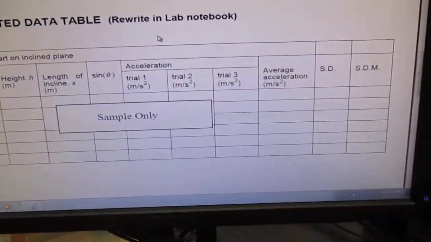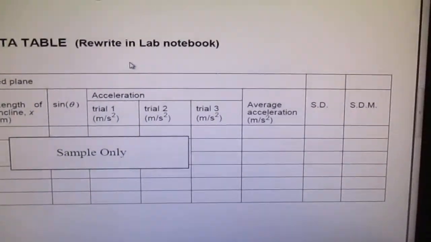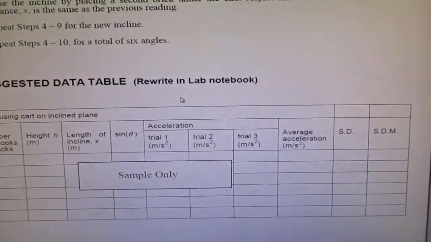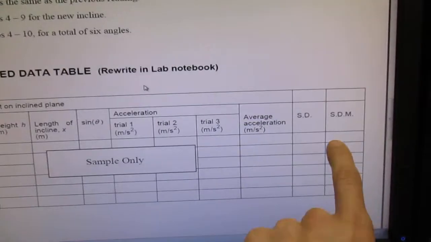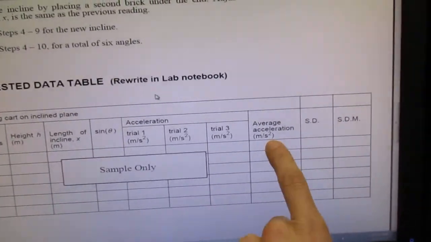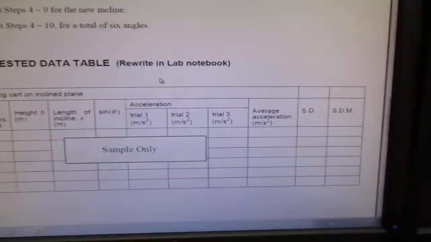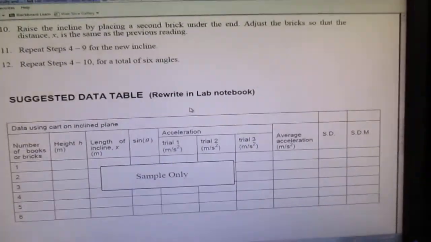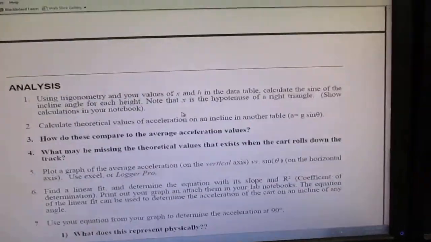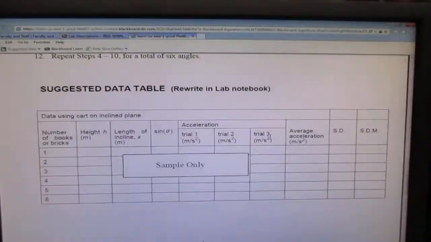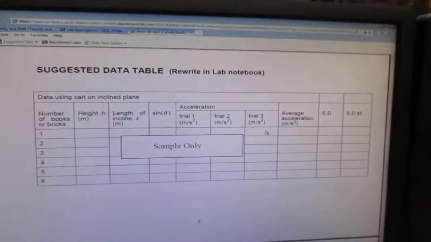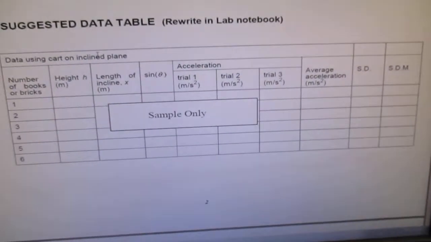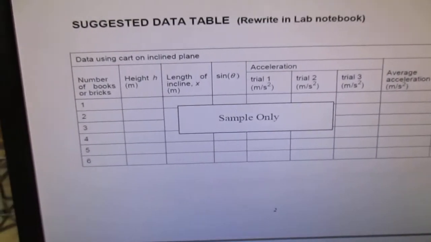you're going to find your average value, your average for your 3 trials, and the standard deviation of the mean. And we'll use the standard deviation of the mean to compare our average values to our theoretical values in a moment. Okay, so following the analysis section, we're going to first plot a graph. We're going to plot our average acceleration values on the y-axis and our sine values on the x-axis.